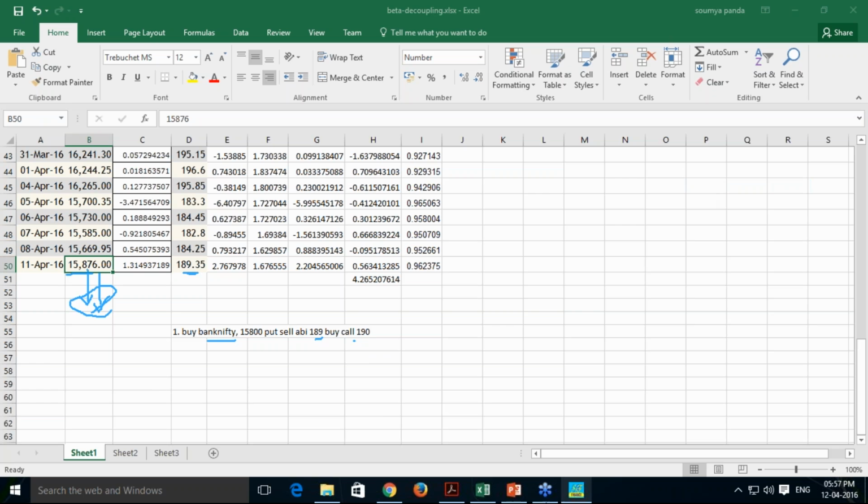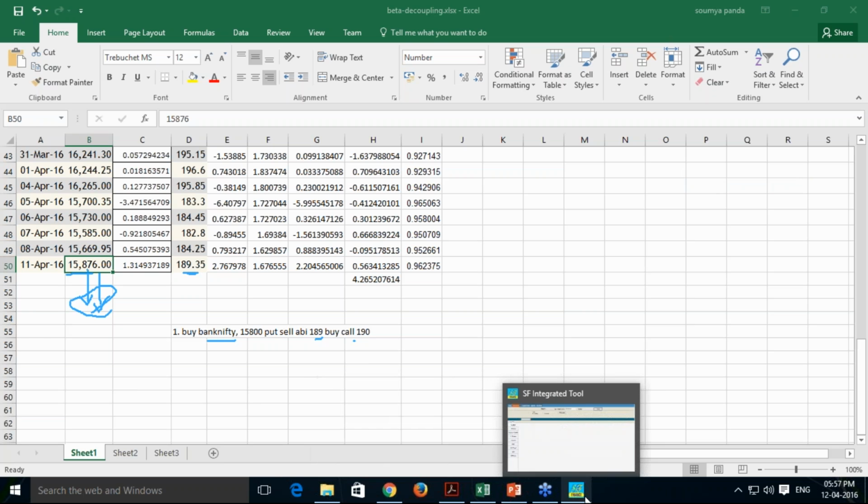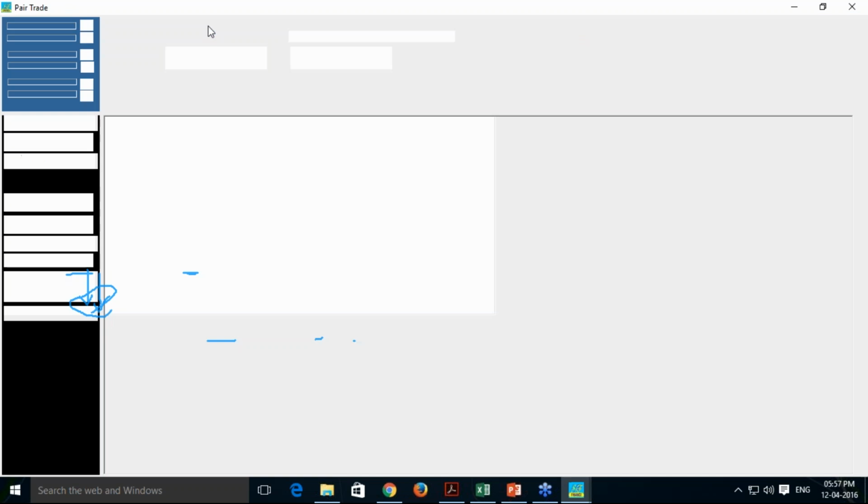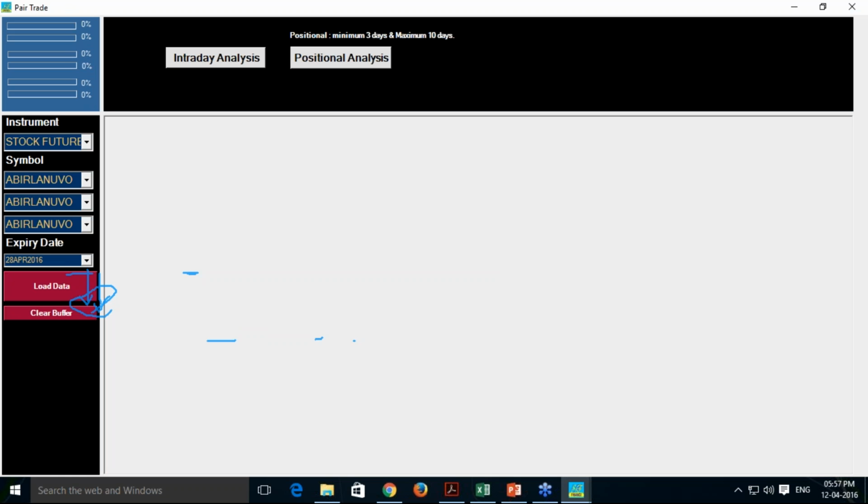So this is on pair trade, and those who have our SF integrated tool, in that particular tool which has 1SD also, we have given this pair trade. It comes with this beta decoupling as well as some extra information about your Jensen's alpha, Sharpe ratio, Treynor ratio, correlation, spread analysis. Many things are getting added here, and it comes with two features.